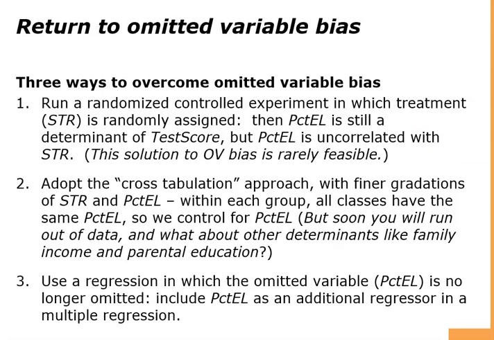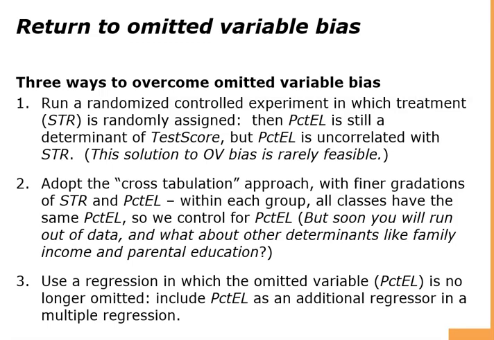So let's return to omitted variable bias. There are three ways to overcome the problem of omitted variable bias. The first one is run a randomized control experiment, which as I pointed out, will probably be a very expensive proposition, and also human beings cannot always be experimented on. So that is the least feasible solution in most cases.